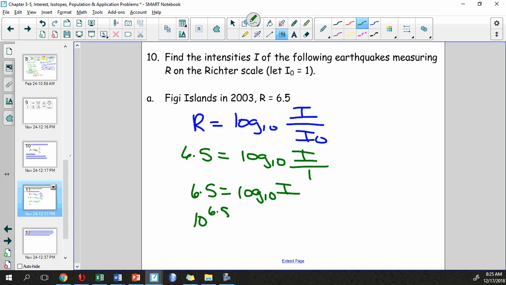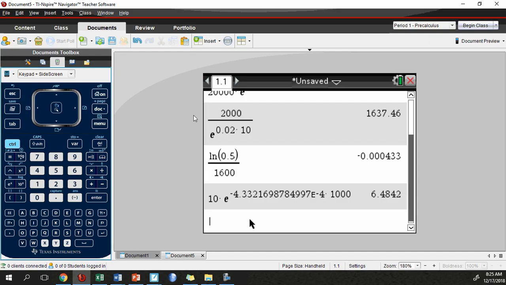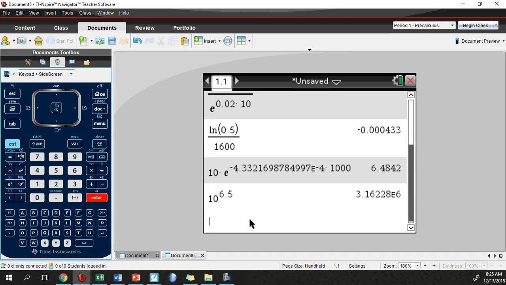10 to the 6.5 is equal to I. So you literally just go back over to your calculator and you plug that in. 10 to the 6.5. And what is this? 3.16228 E6. What is that?